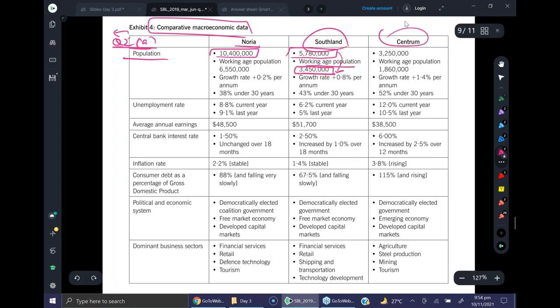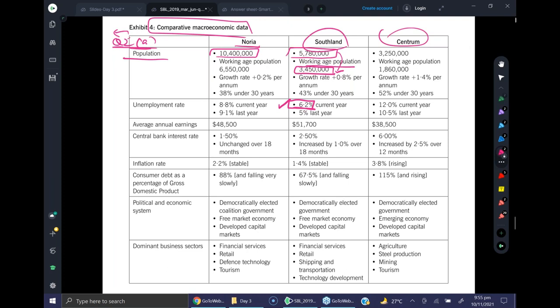What percentage of the total population is it? Can you tell me the percentage? So 3,450,000 divided by 5,780,000, more than 50%, right? It's exactly 60%. So can I say the majority of the population is working? And the unemployment rate is 6.2% in the current year. So the majority of the population is working and employed. Do you agree with my point? Let me repeat. In Southland, the majority of the population is working and most of the population is employed. Only 6.2% of people are unemployed.